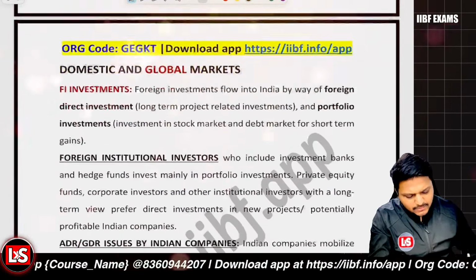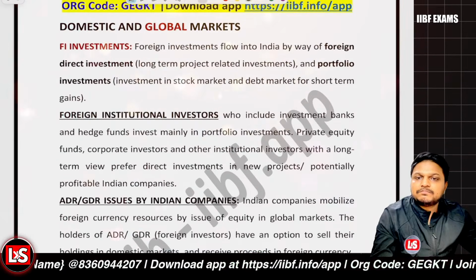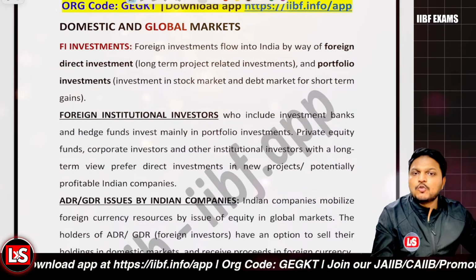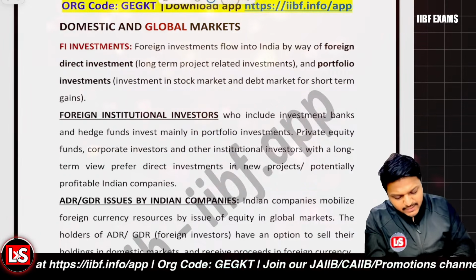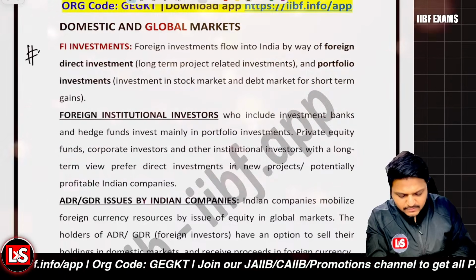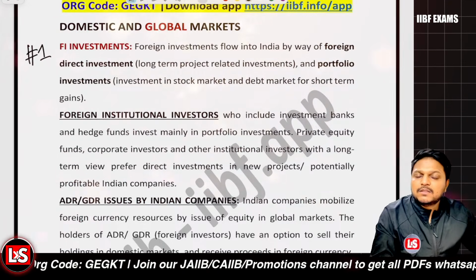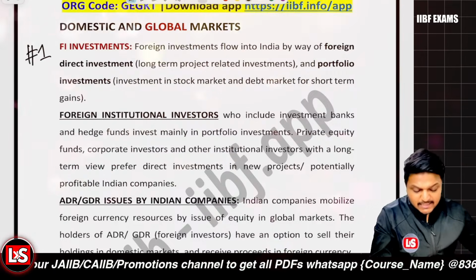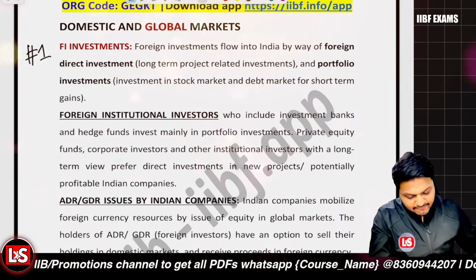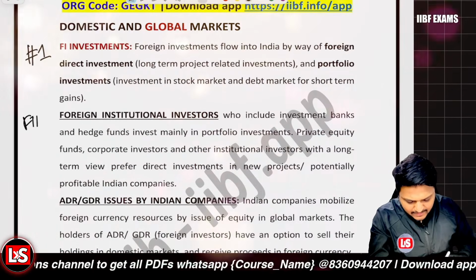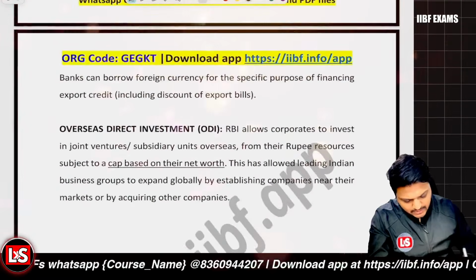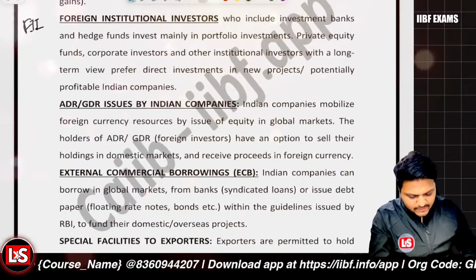After that, it's about the domestic and the global markets. The first one is about FI investment. FI means foreign investments, and it includes FDI and FII. FII is foreign institutional investors, and FDI is foreign direct investment.